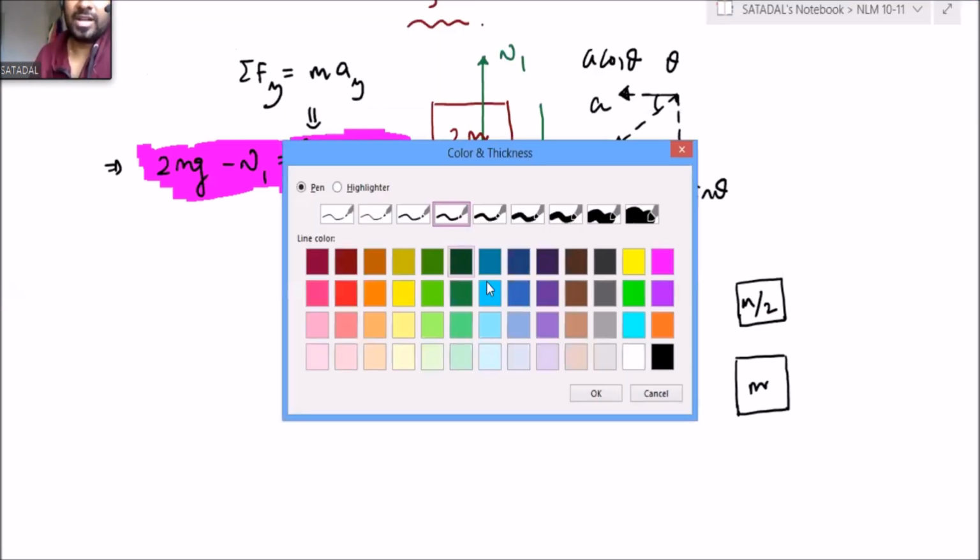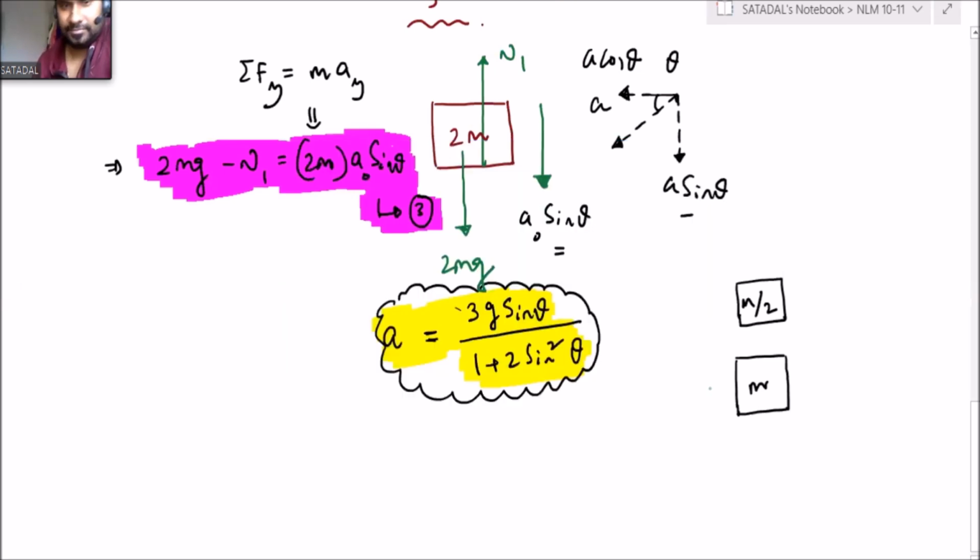So what is going to be the diagram? Tell me. On M, this is N1 acting. Downward force is how much? Mg plus this normal direction N12. On M by 2, upward force is N12. Downwards its own weight is acting.